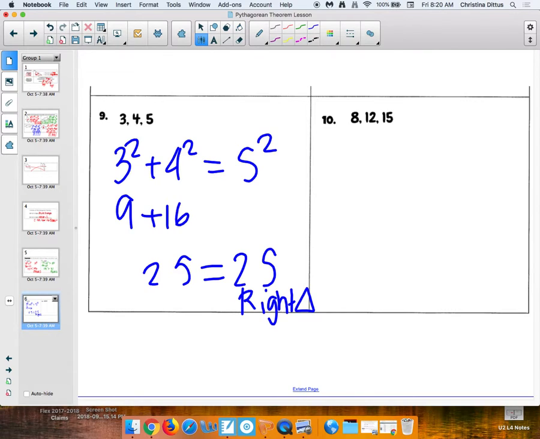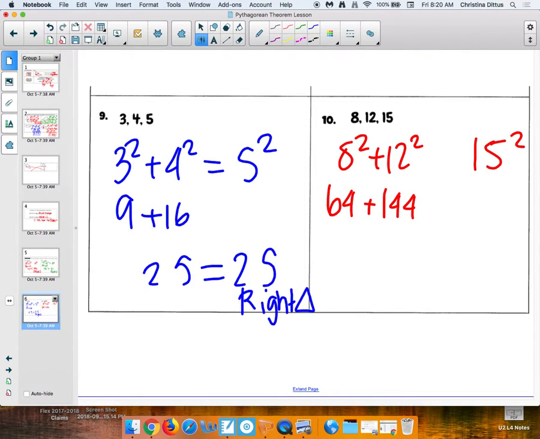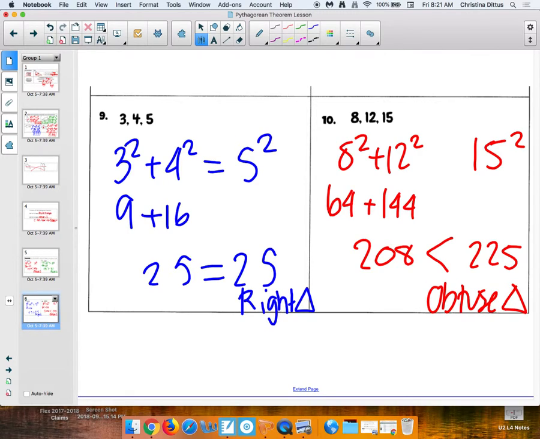Which one goes out by itself? 15. So I got 8 squared plus 12 squared and 15 squared. 8 squared is 64. 12 squared is 144. Add them. 208. And 15 squared is 225. Which one's bigger? 225. 1 is bigger than 2. So it's an obtuse triangle.